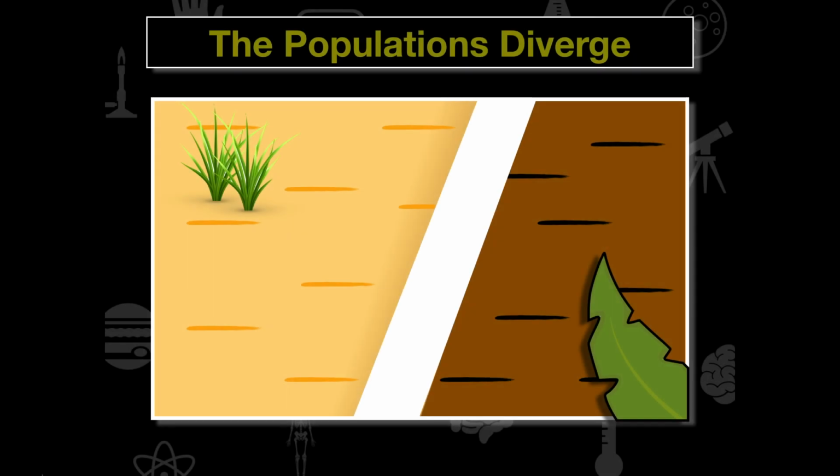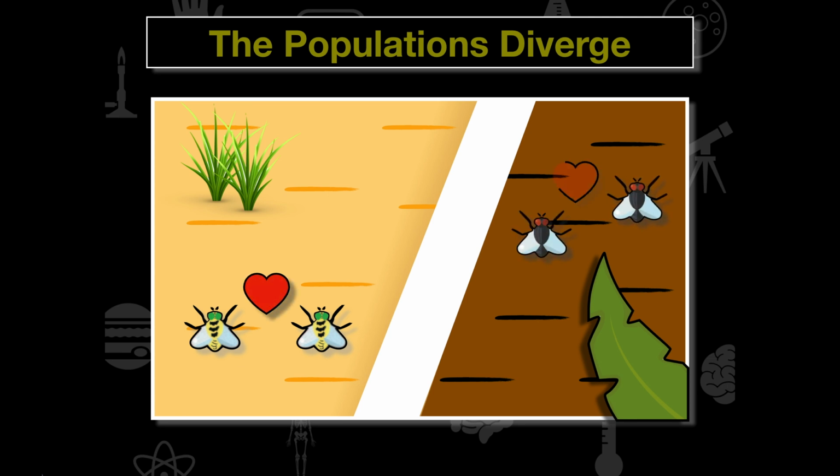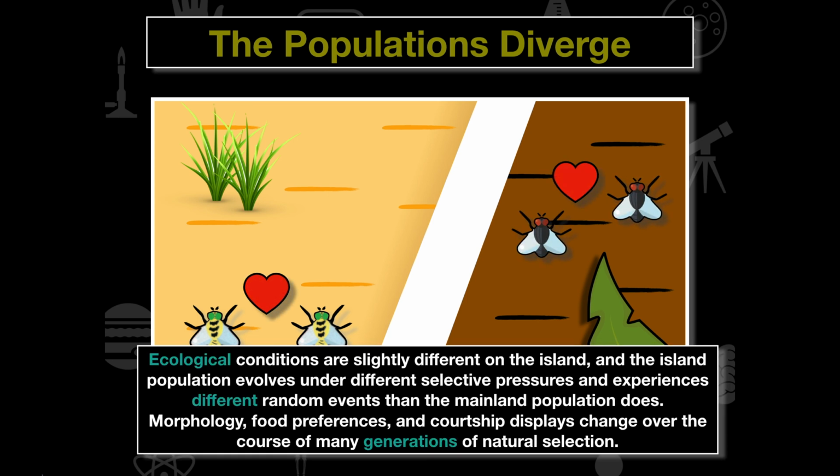So now what we see here is what we call divergence. The ecological conditions are slightly different on the island, and the island population evolves under different selective pressures and experiences. So different random events occur on the mainland as compared to this island. The morphology, the food preferences, and the courtship displays change over the course of many generations of natural selection of each of these flies.